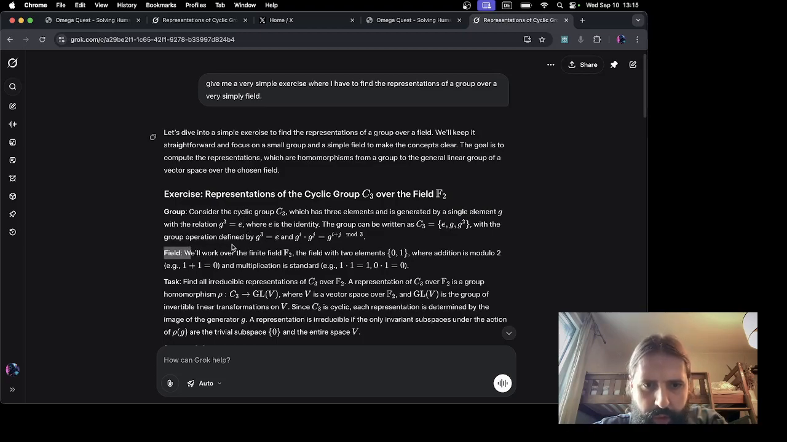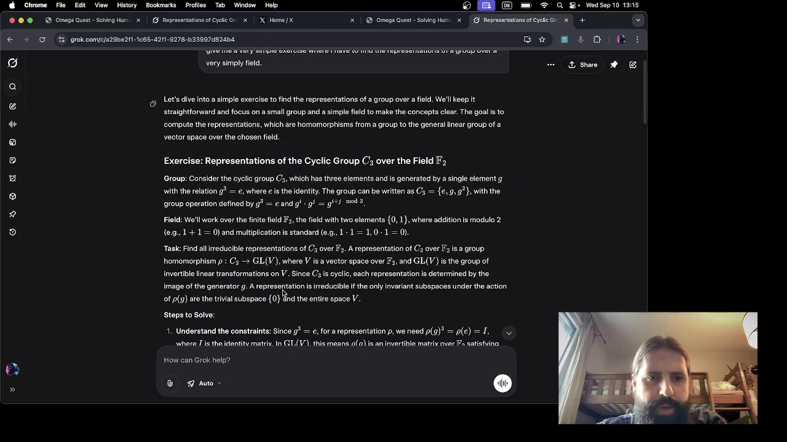So the field we'll work with is a finite field, F2, the field with 2 elements, modulo 2. So that's the field. Multiplication is standard, 1 times 1, 0 times 1, and then the addition is 1 plus 1, and off you go. So find all the irreducible representations of C3 over F2.